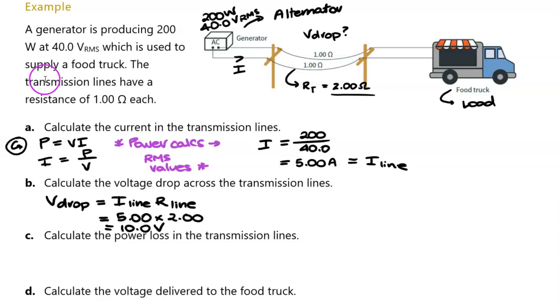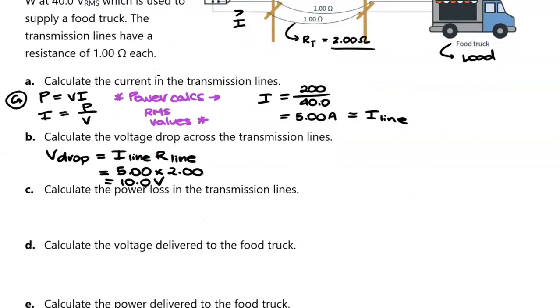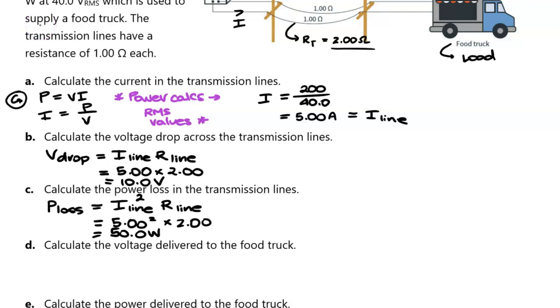Really nice. Calculate the power loss in the transmission lines. So P loss. Remember, we didn't write P drop. It was P loss. So P loss equals I line squared times R line. That looks a little bit funny. So we had the current in the line was 5.00 squared. The resistance in the line was still 2.00. So 5 squared is going to be 25 times 2. That's going to be 50. We need 3 sig fig watts.